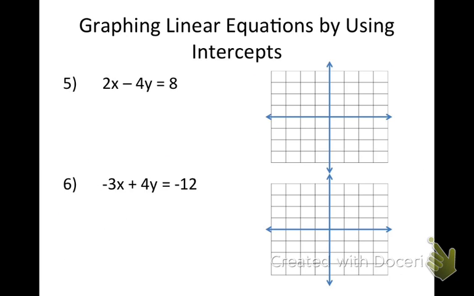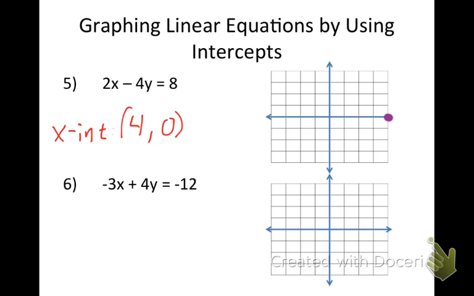So let's look at number 5 here. I want to find the intercepts and then graph it. So I'm going to start off by finding the x-intercept. In order to find the x-intercept, what am I going to cover up? Okay, I cover up the y. So I have 2x equals 8. What's my x-intercept? 4. What's it as a coordinate? 4 what? 4, 0. So I'm going to go on my coordinate plane. I'm going to plot 4, 0.